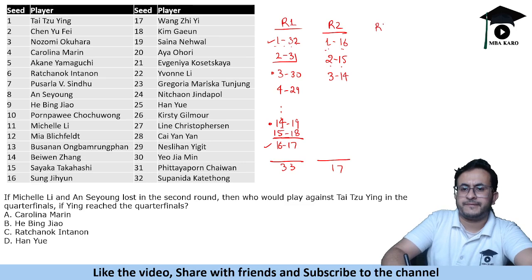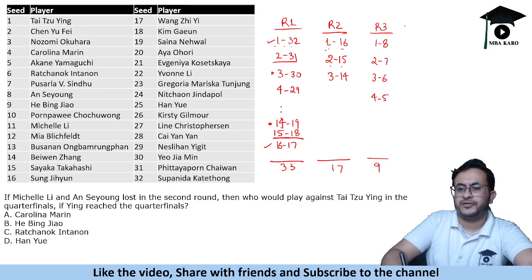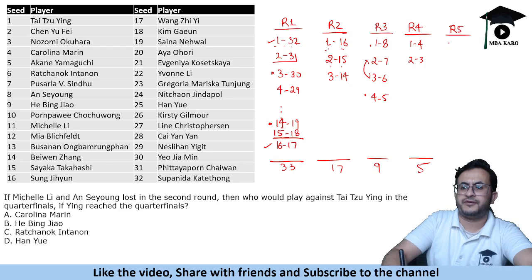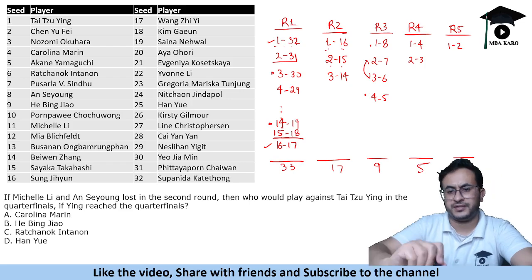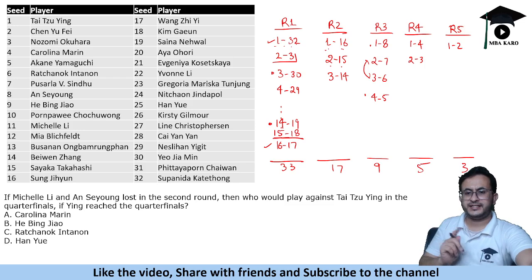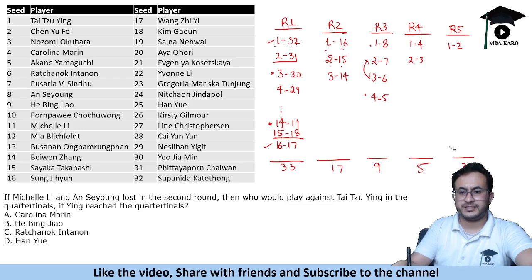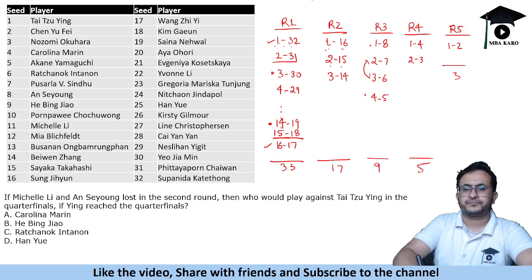Third round, we will have 1 versus 8, 2 versus 7, 3 versus 6, 4 versus 5. So the seed sum is 9. Fourth round, we will have 1 versus 4, because 1 will play against the last match, and 2 will play against 3. So the seed sum is 5. And in the final, round 5, we will have 1 versus 2. So the seed sum is 3. The concept says that the seed sum is 1 more than the number of players left: number of players plus 1.